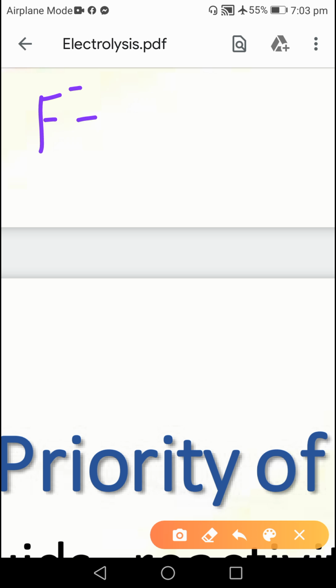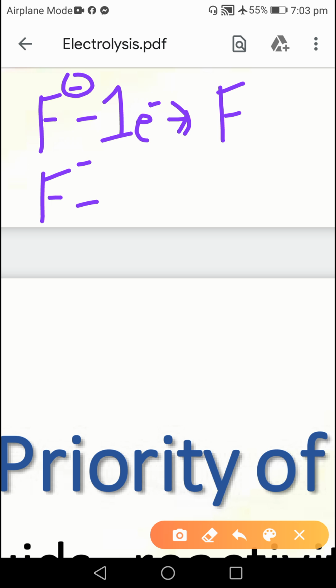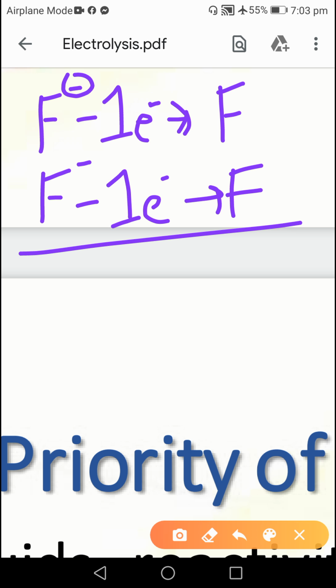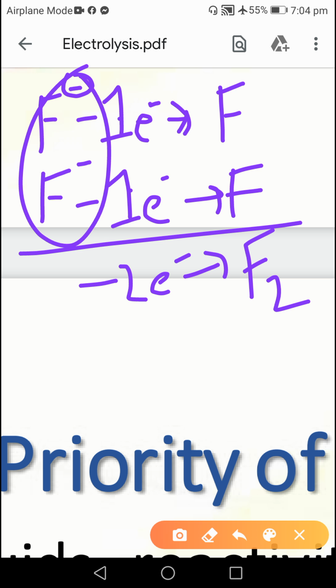So F minus, since it has one negative charge, will lose one electron, because the number of electrons lost or gained depends on the charge. It will form F. So F minus minus 1 electron gives F. And if we combine these two equations together, we write it as F2. So a total of 1 plus 1, 2 electrons lost, and F minus plus F minus gives 2 F minus.